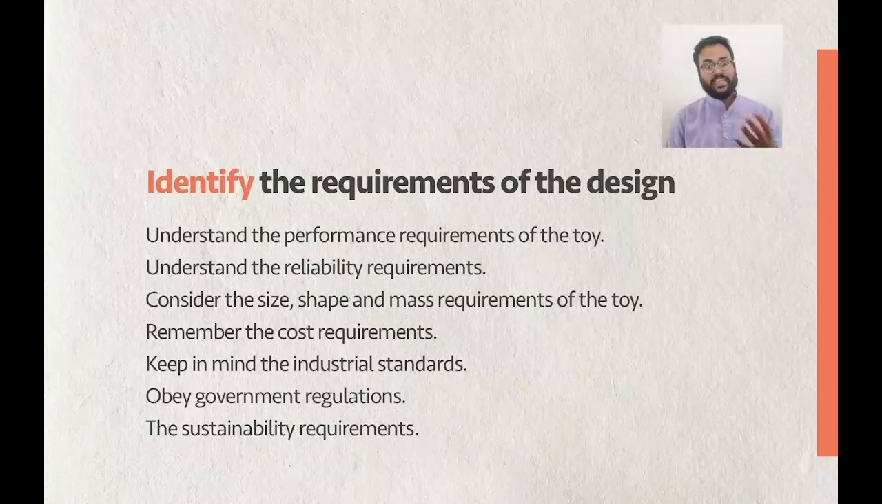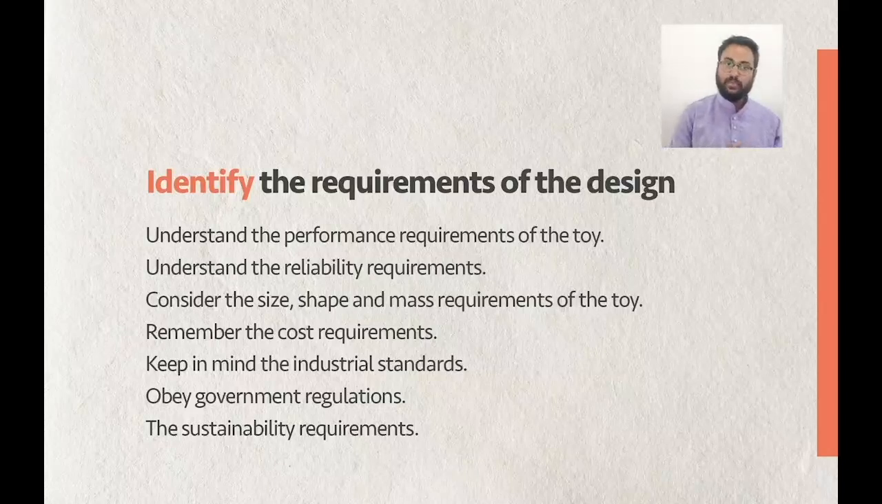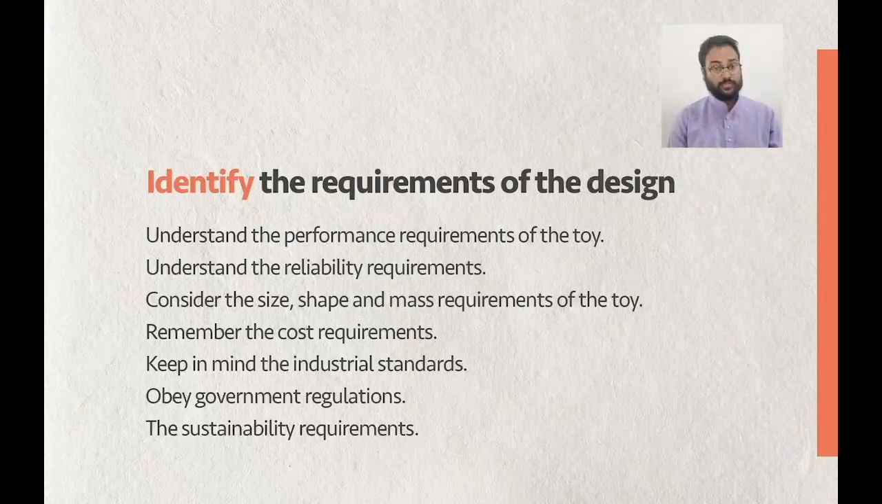Remember the cost requirement. Don't go for materials that blow out the estimated budget of the product. Keep in mind the industrial standards. There are industrial standards regulated at a federal level that every manufacturer must comply with when selecting material for a product. Obey government regulations about the selection of materials for children. Under no circumstances should you select a material that is forbidden by the government. Lastly, the sustainability requirements. Don't choose a material you won't be able to source sustainably in the future.